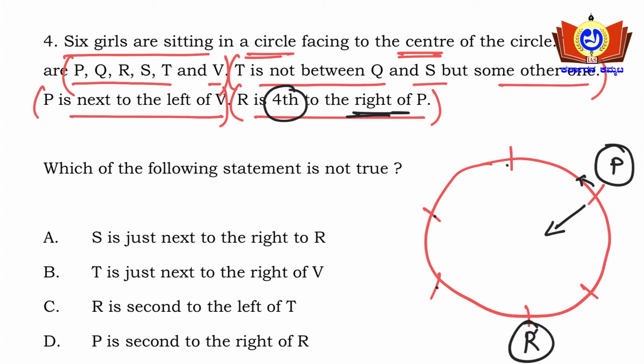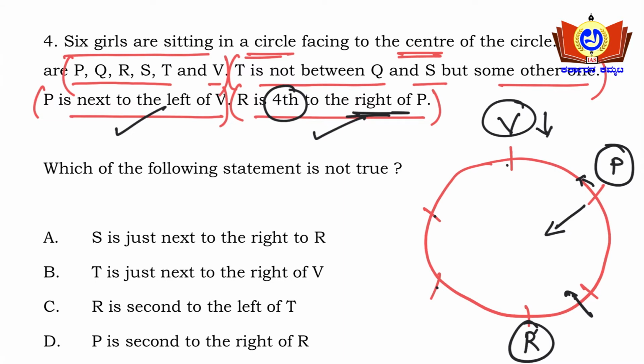So and T is not between Q and S but some other one. Okay, and P is next to the left of V. Okay, see, V cannot be here because V is facing here, means it will be right here. So obviously V will be here. Okay, so P is to the left of V. This condition also satisfied and this condition also satisfied here. Yes or no? I'll just erase here.